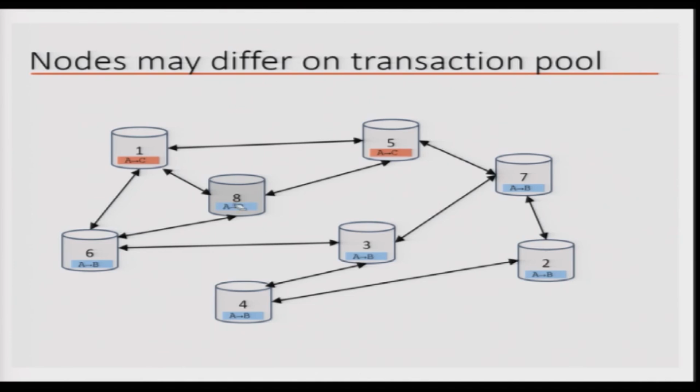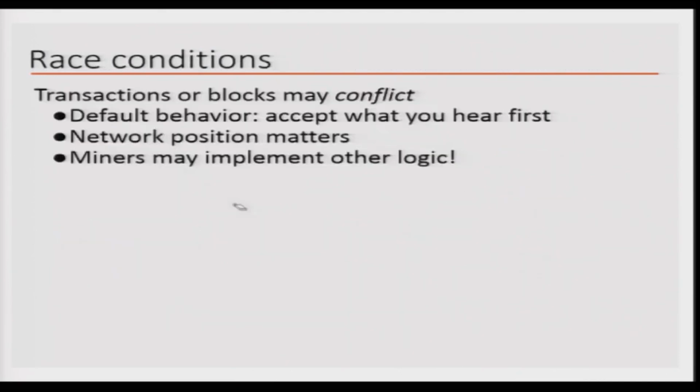Anything can happen, and your system should be designed such that even if those things happen, because of the redundancy of a mechanism in such a distributed system, eventually everything will work. That is the idea. So, transactions and blocks may also conflict, right.